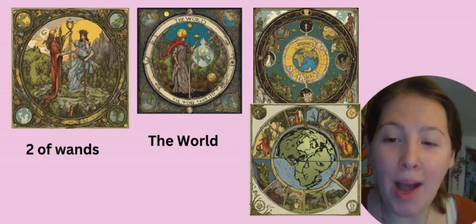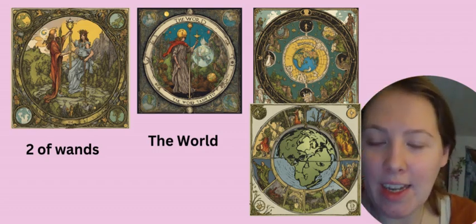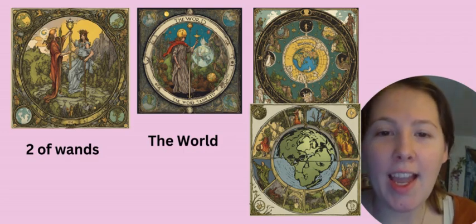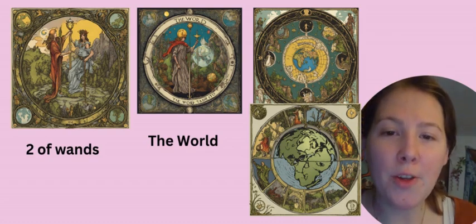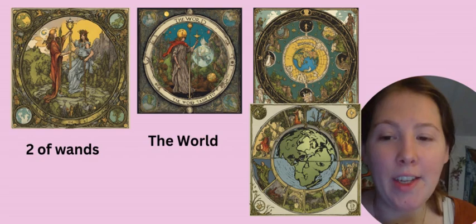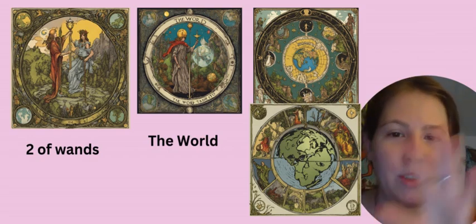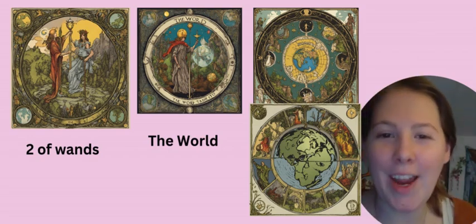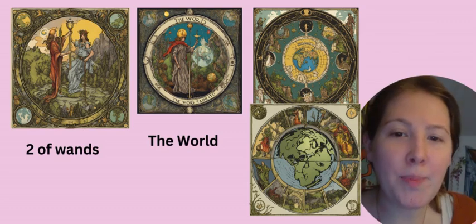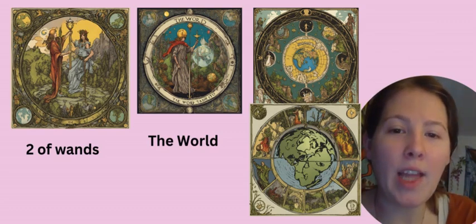So behind me, you can see there is the Two of Wands and the World, okay? And I created these on my own using the Canva AI generator. I just typed in Two of Wands and I typed in the World Tarot, and this is what popped up. So I really love this because the two are somehow intertwined.